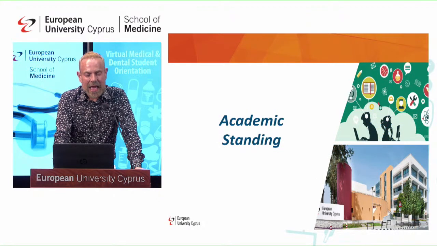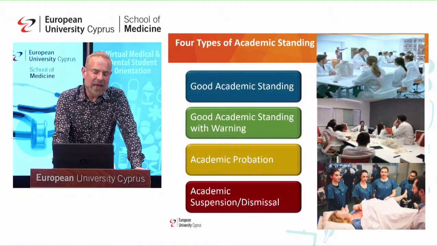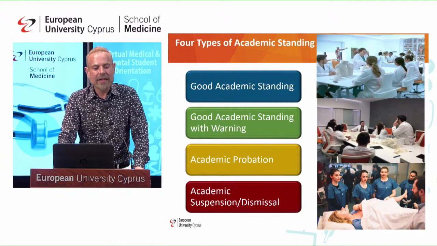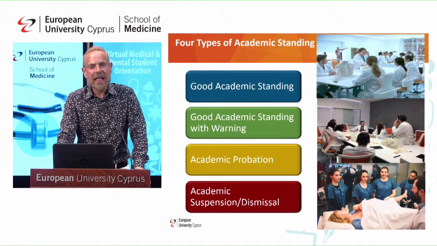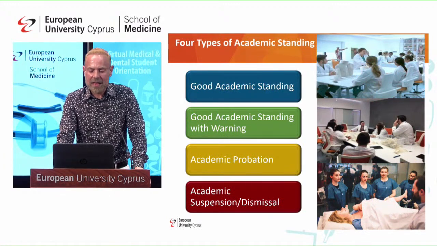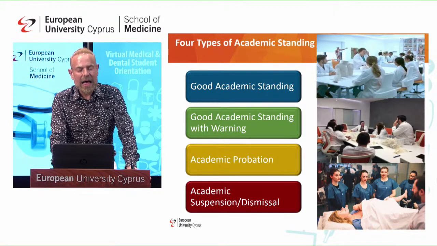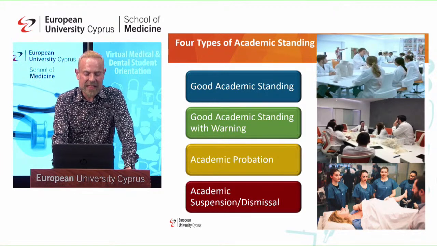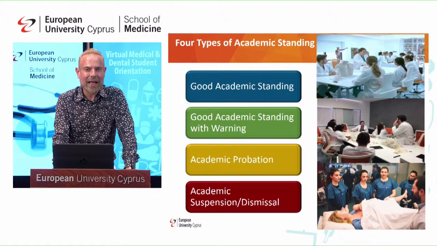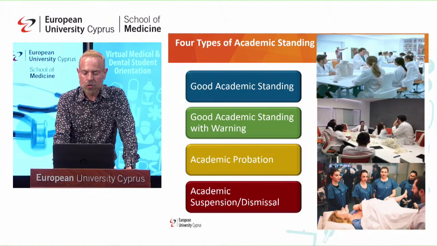And the GPA defines what in medicine we call academic standing. And in reality, we have 4 types of academic standing. The first type is the good academic standing. The second type is the good academic standing with some type of warning. The third is academic probation. And finally, academic suspension and dismissal.